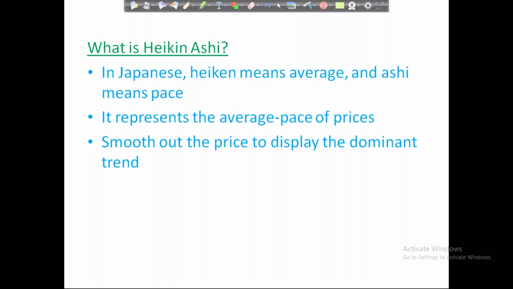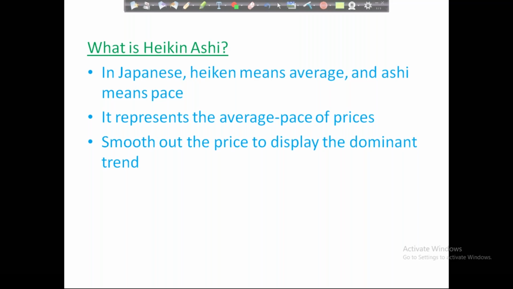So they are showing how smoothly the price is running. They are measuring that thing. All right, that means Heiken Ashi. And why is Heiken Ashi important? It represents the average pace of price.